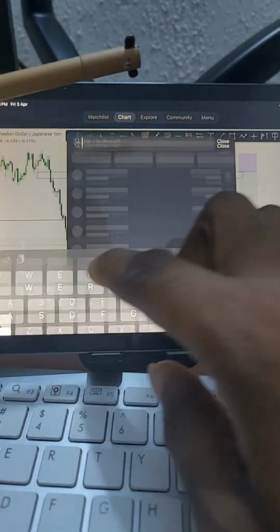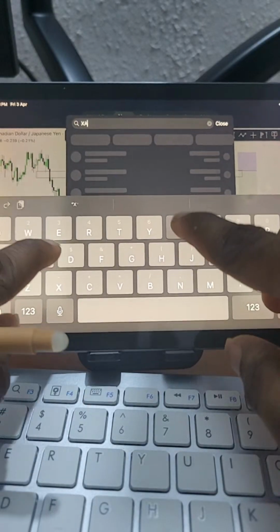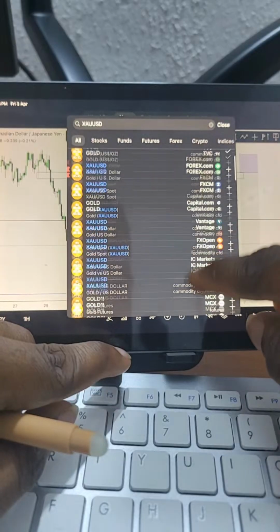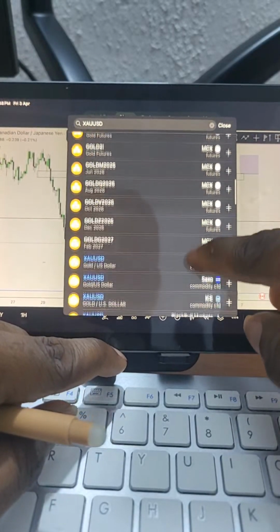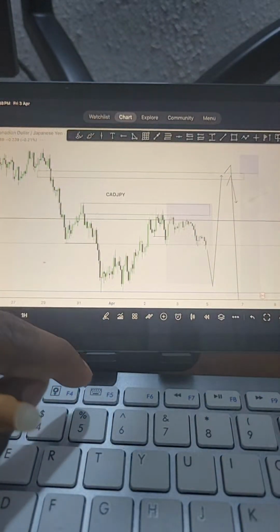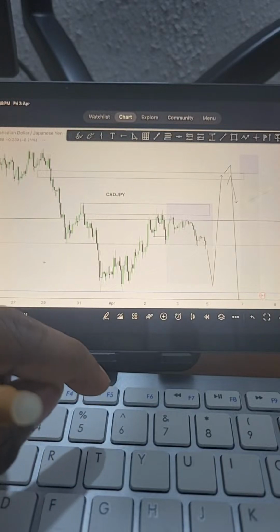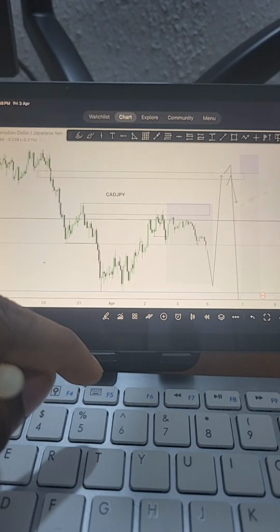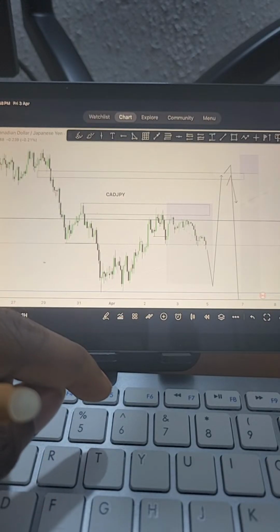Alright, so let me check what's happening on XAU USD, on gold, almighty gold. So let's see what's happening here on gold. Seems service is kind of bad today.